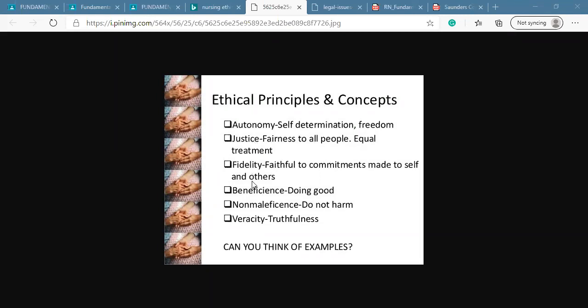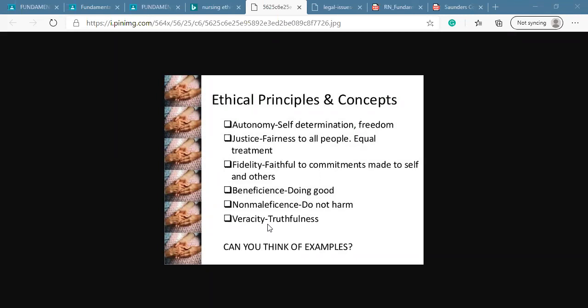And the last one here is called veracity. Veracity means truthfulness. Tell the truth to the patient. So whatever the patient's diagnosis, right? Don't be emotional. Don't lie to them. Just tell them. Be kind, but you have to tell the truth.